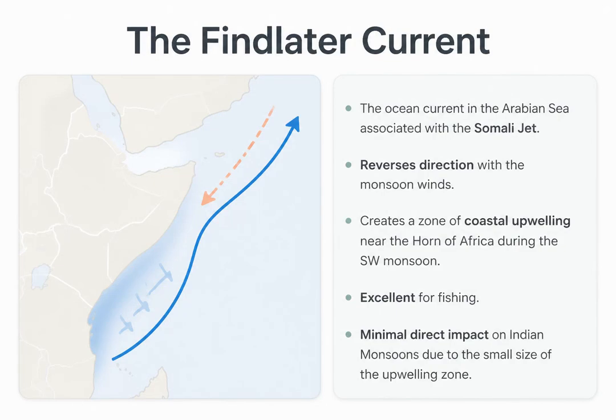The winds of the Somali jet are so strong that they actually drag the ocean surface along with them, creating the Somali current in the Arabian Sea. Because it is driven by monsoon winds, this current actually reverses direction when the monsoon reverses. During the southwest monsoon, it pulls surface water away from the Horn of Africa, causing cold, nutrient-rich water to rise from the deep. While this coastal upwelling is fantastic for the local fishing industry, the zone is too small to have a significant impact on the Indian monsoon itself.